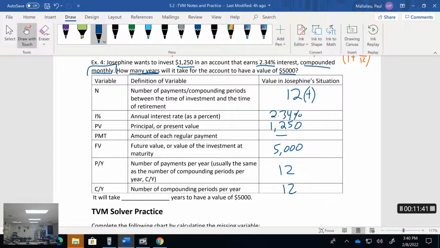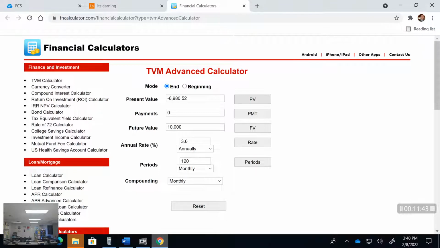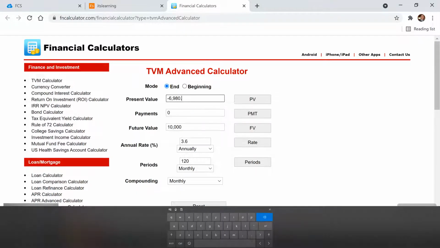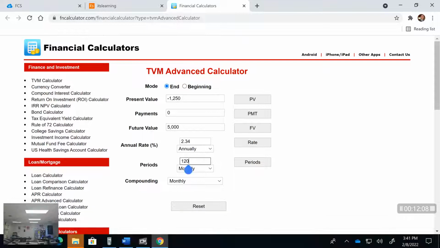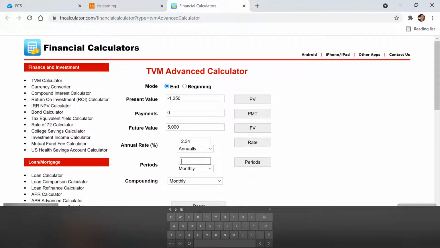So on this particular problem, I would recommend just going straight to here, to where you have your present value, because it tells us that that is $1,250. Payments we don't know, but we do know the future value would be $5,000. Interest rate is 2.34. That is annual for interest rate, and then we don't know the number of periods of times that it's going to be compounded. That's what we're trying to figure out, but we do know it's monthly. So we've plugged in everything we do know.